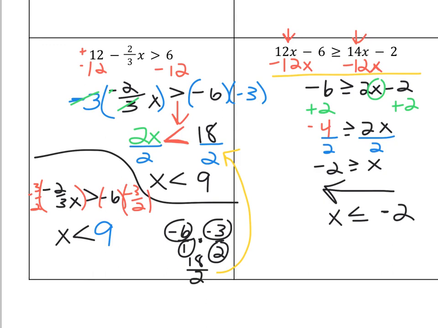So basically, if I switch the sides of where my x and my number are, I need to also switch my inequality. And some of you might have been taught to always move x to the left. At this stage, it really doesn't matter.